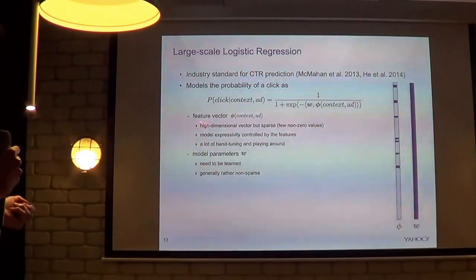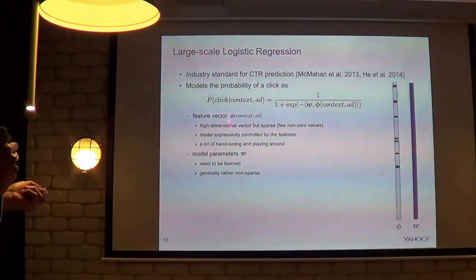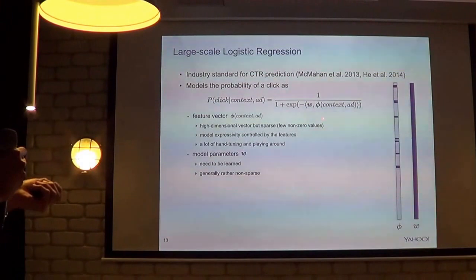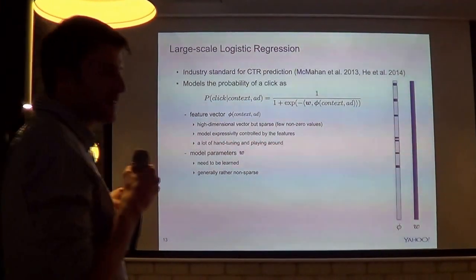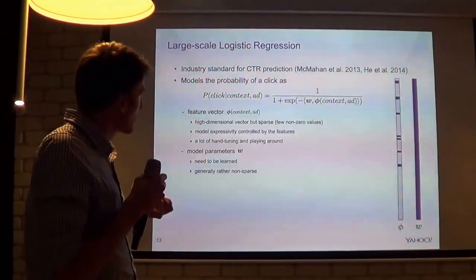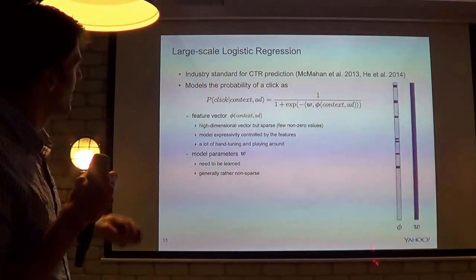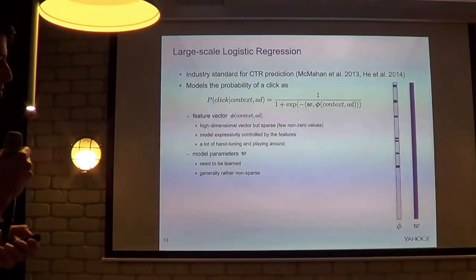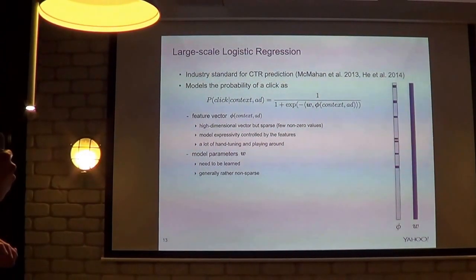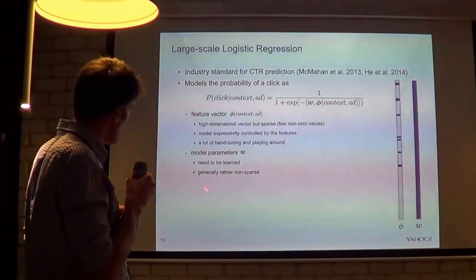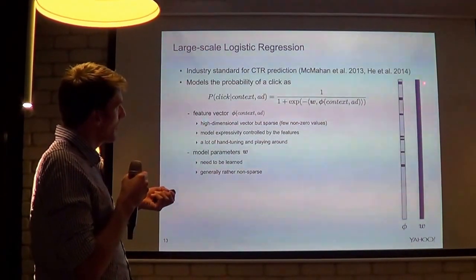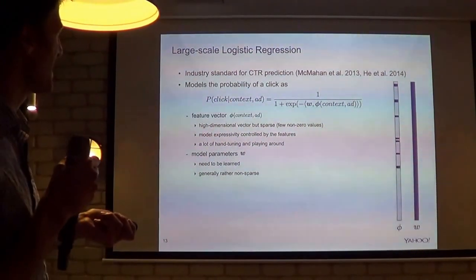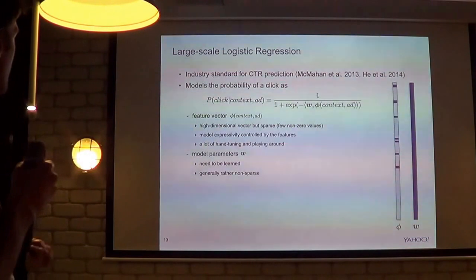And so, I'm not sure I mentioned it, but the feature vector is usually very high dimensional, millions, possibly billions, but most of the elements are zero. That's illustrated here: you have a vector with only very few components that are actually non-zero. The model parameters, on the other hand, need to be learned, and that's a dense vector, while this is a sparse vector.